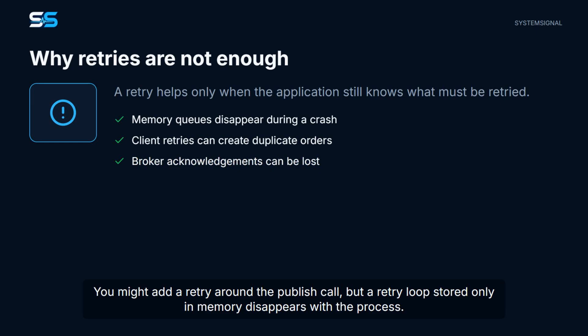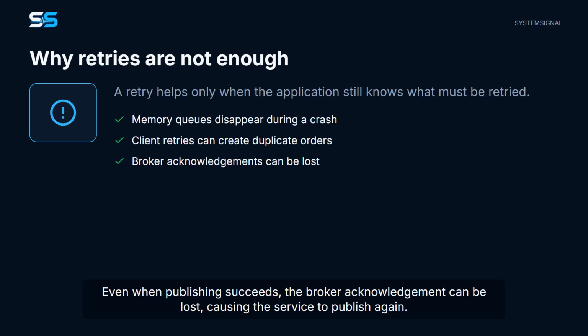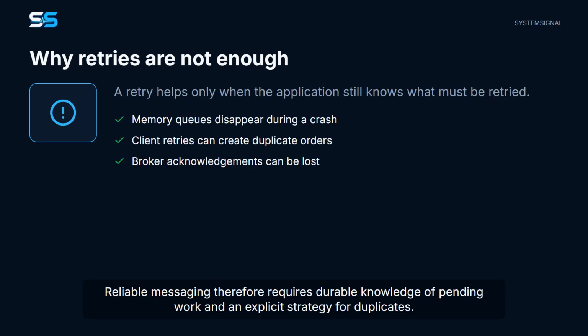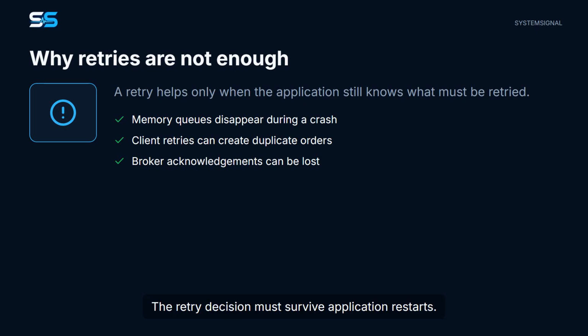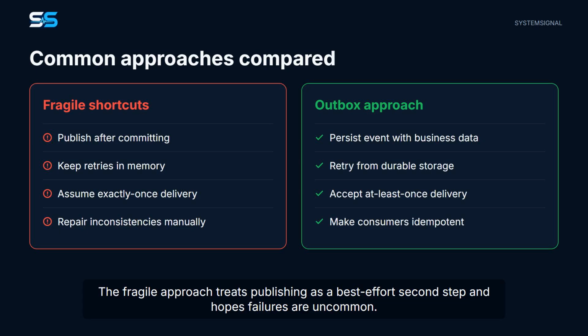You might add a retry around the publish call, but a retry loop stored only in memory disappears with the process. Asking the client to retry is also unsafe unless the entire command is idempotent. Even when publishing succeeds, the broker acknowledgement can be lost, causing the service to publish again. Reliable messaging therefore requires durable knowledge of pending work and an explicit strategy for duplicates. The retry decision must survive application restarts. A fragile approach treats publishing as a best effort second step and hopes failures are uncommon.